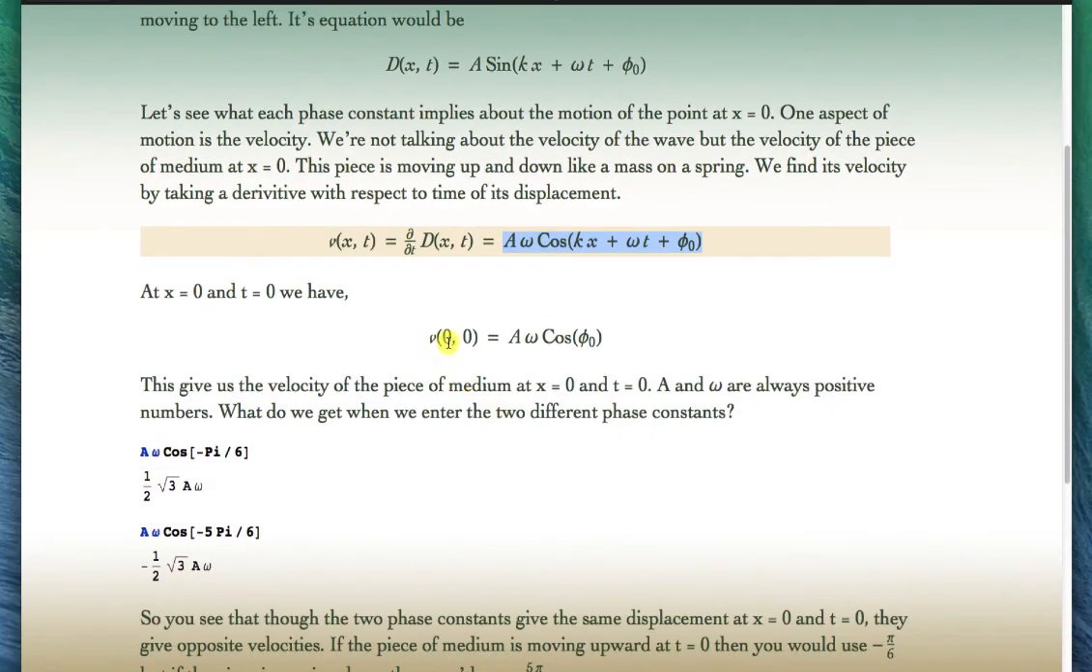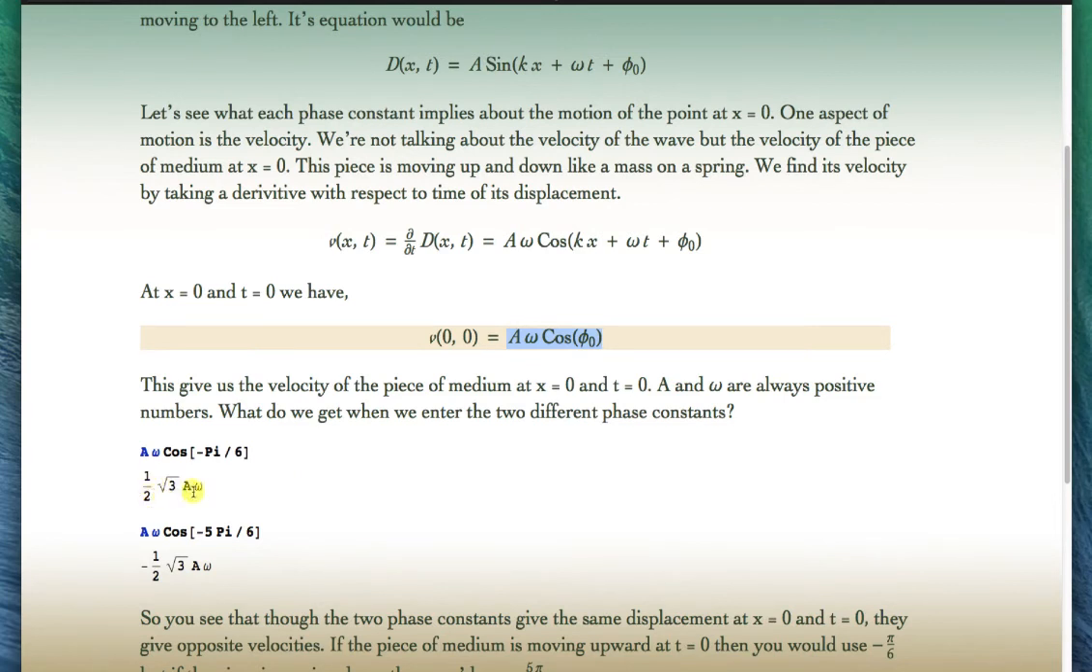The point (0, 0), position equals 0 and time equals 0. At that position and at that time, this is what the equation becomes: A times omega, the amplitude times the frequency, times cosine of the phase constant. And so if we plug in the two phase constants that we have, negative pi over 6 and negative 5 pi over 6, these are the two results we get.